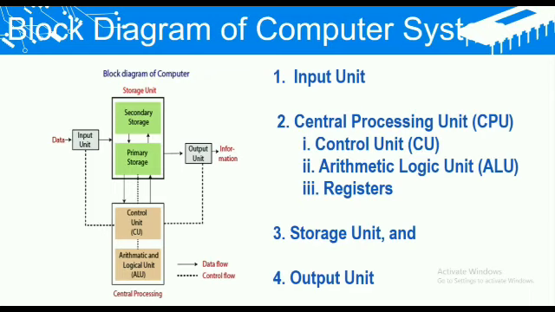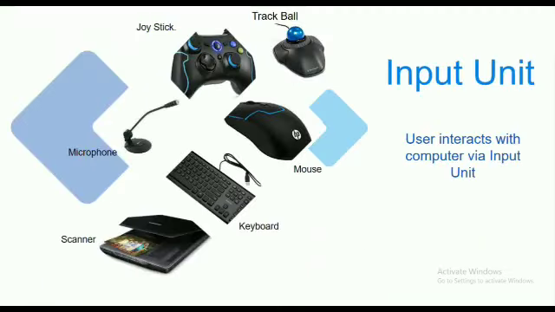The input unit will convert the data into computer understandable form, that is zeros and ones. The output unit will convert the data back to the user understandable form. The arrows here are data flows and the dotted lines are the control flow. And the next is storage unit and output unit. In storage unit, there are various storage devices and it includes secondary storage and primary storage.